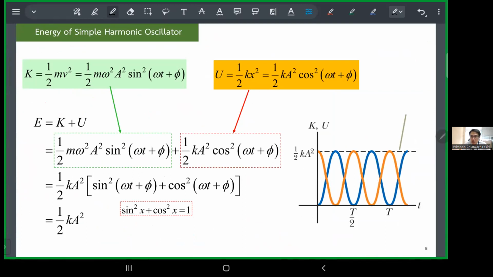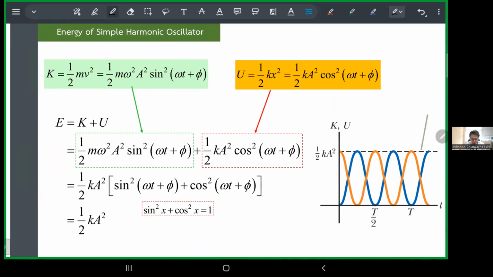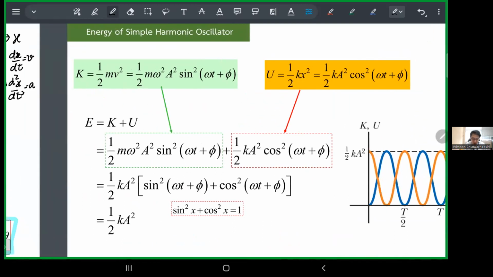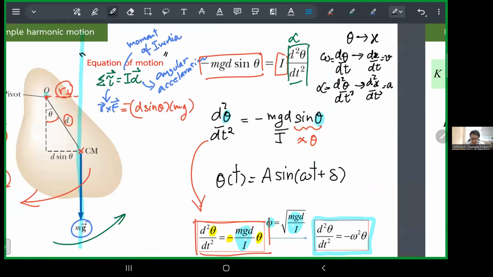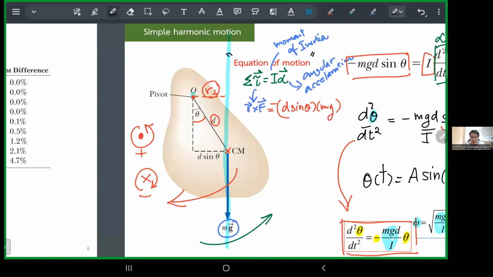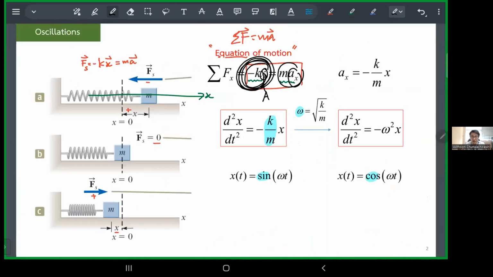Can you calculate energy for me? I say no problem. Why? Because go back to the case of mass on spring as an example. Once I solve this sigma F equals ma, I got my solution. I know everything, guys. So just to make it simple, let me calculate the energy of the mass on spring for you and see what you get.